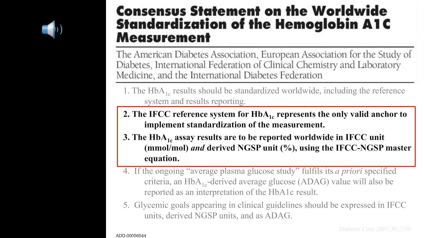They came up with a consensus statement, and the two major parts of the consensus I've highlighted here. Those are: the IFCC reference system for hemoglobin A1c is the only valid anchor against which methods around the world should be standardized. And also, that hemoglobin A1c results should be reported worldwide in IFCC units or SI units, millimole per mole, and derived NGSP units, percent, using the IFCC NGSP master equation, which I showed you earlier.